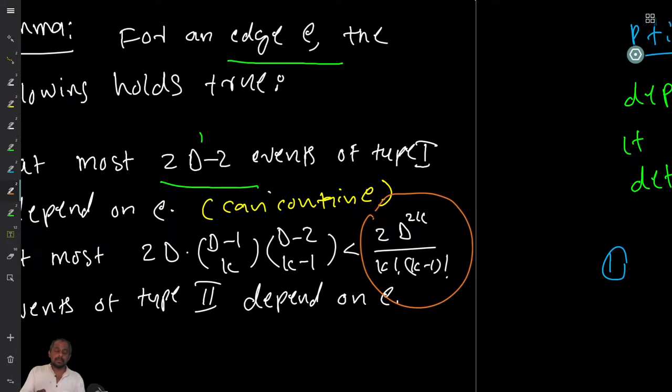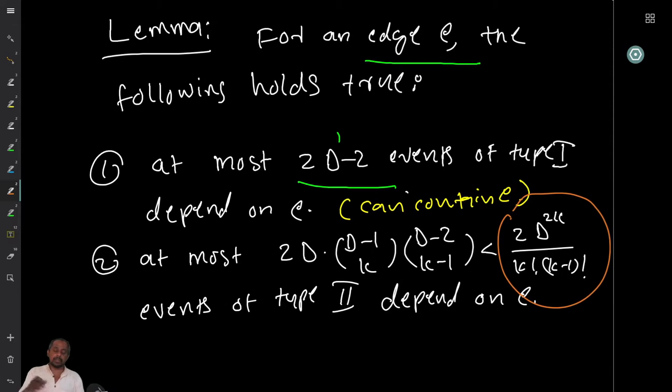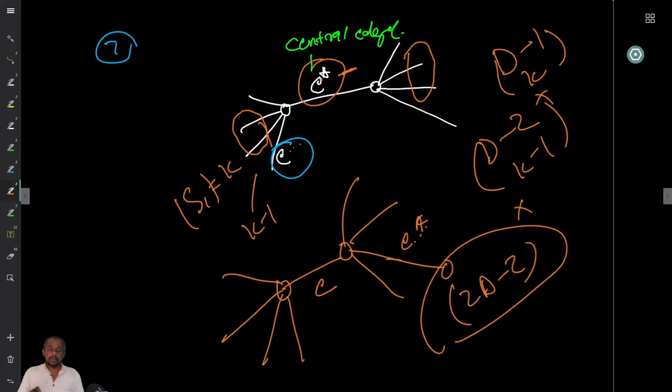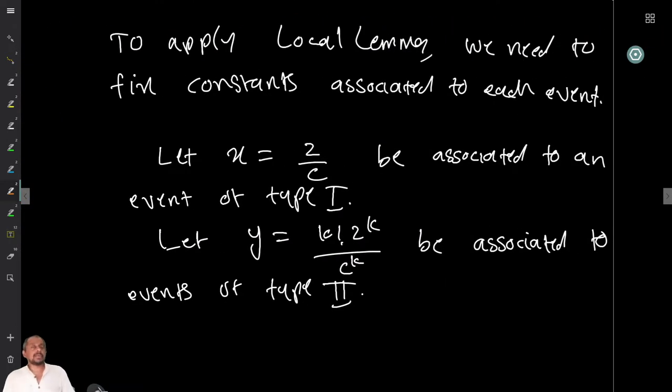Now, I have proved this lemma, right? So for every edge, it can be part of at most 2 delta minus 2 events of type 1 and 2 delta into this many events of type 2. Now, to apply the Lovasz Local Lemma, we need to find the constants associated with the events. As I told you, coming up with the constants is a part of trial and error. With some experience, you will get some nice numbers.